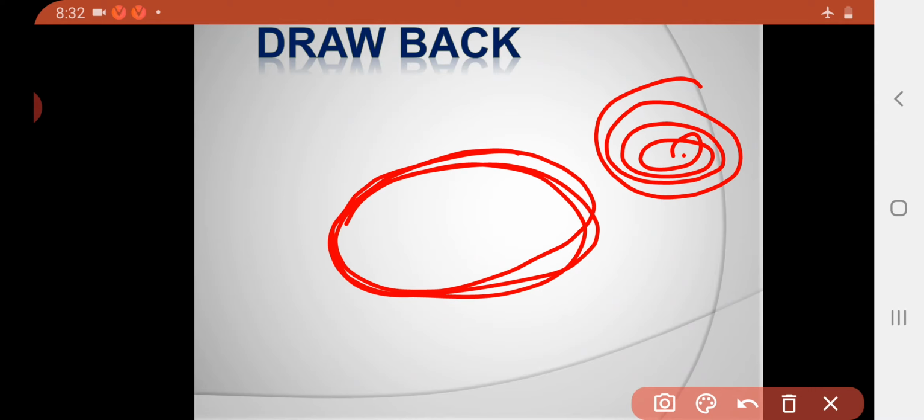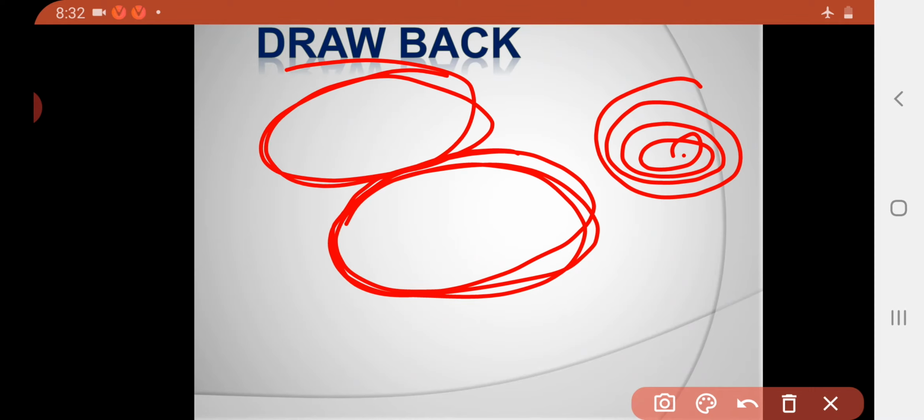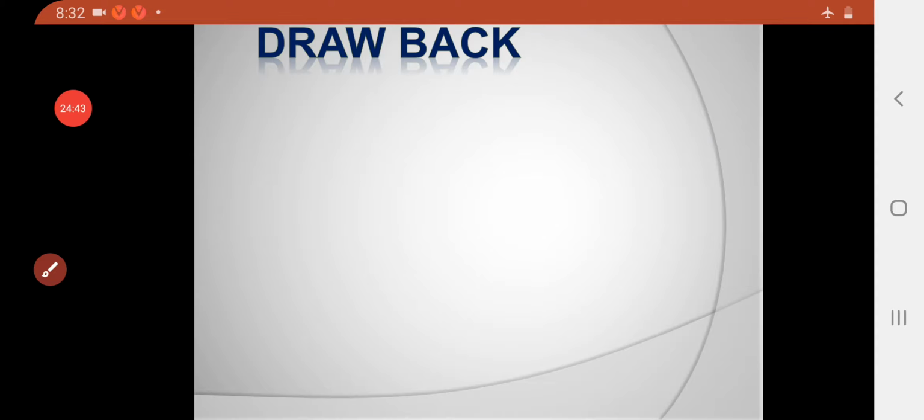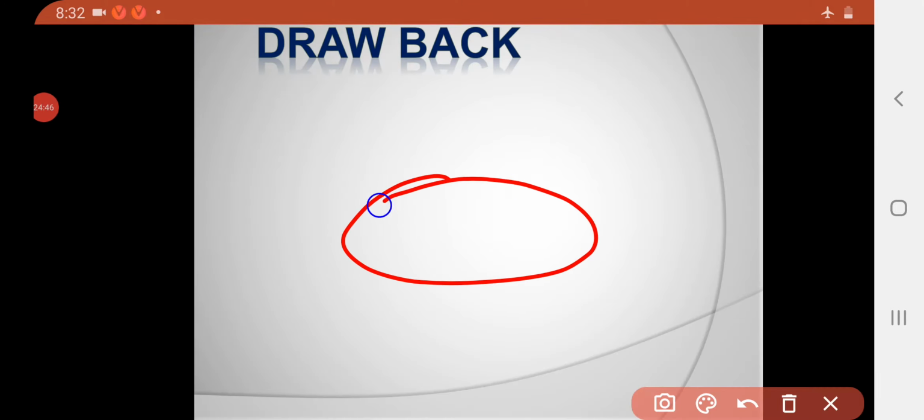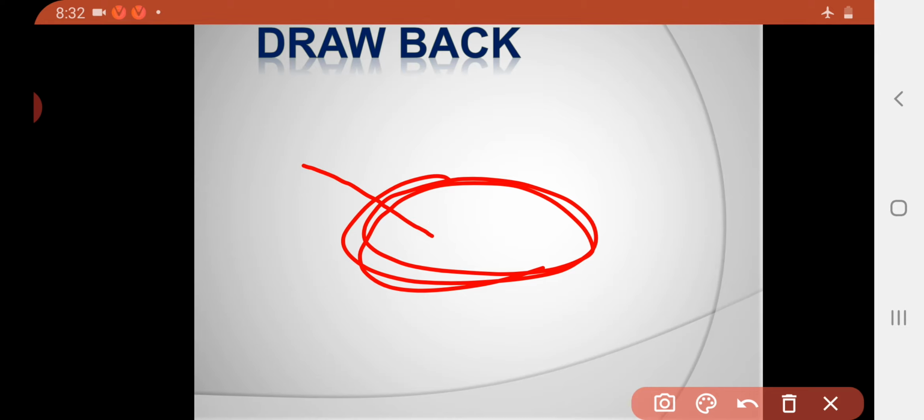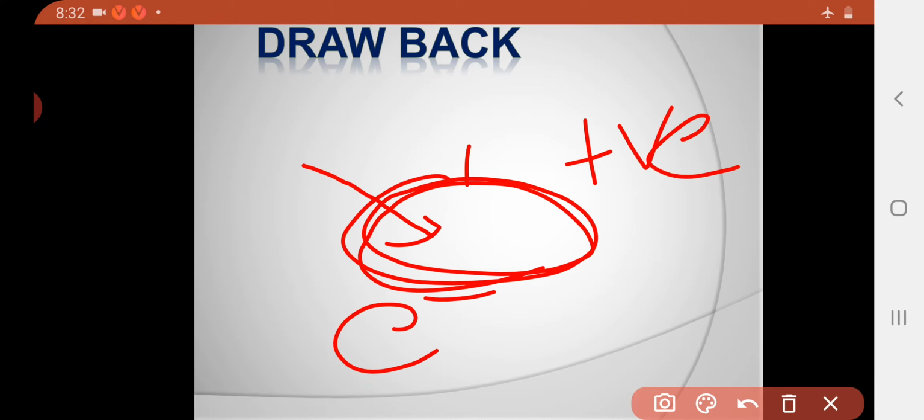But according to Rutherford, the electrons are continuously moving. So Rutherford failed to explain this. He failed to explain why the electromagnetic theory is not applicable here, because the atom also contains negatively charged particles and positively charged particles, right?